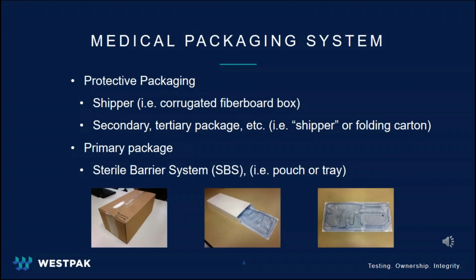For the medical packaging system, we'll start off with the protective packaging. The protective packaging is the most outer layer of the shipper, pictured in the left, which is typically constructed of a corrugated fiberboard box with varying board thickness and flute sizes. The next layer is the secondary or tertiary packaging, depending on design, and this typically consists of an SPS carton. The final layer is the primary package, which is the sterile barrier system. This consists of the pouches or trays which house the medical device. It's very important that the device inside the sterile barrier system remains sterile until opened in an operating room.